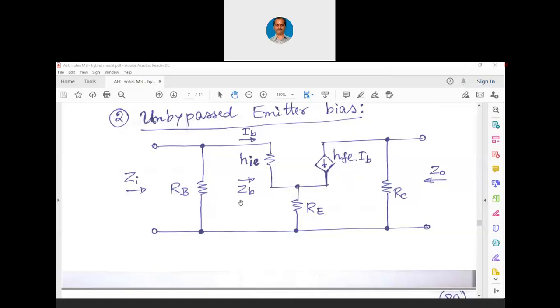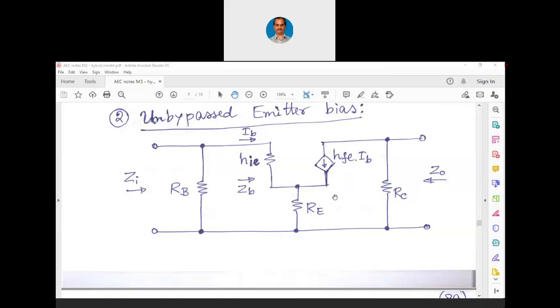You can see that as emitter is not grounded, as this physical RE is there from emitter to ground, the analysis here can be slightly complicated. In the sense, if you have to calculate Zi now, we know that there is RB in parallel with this whole network. Similarly, Z0 is also RC parallel with this whole network.